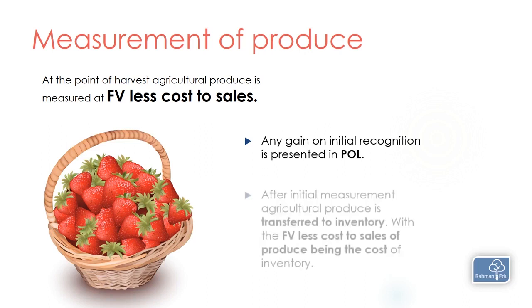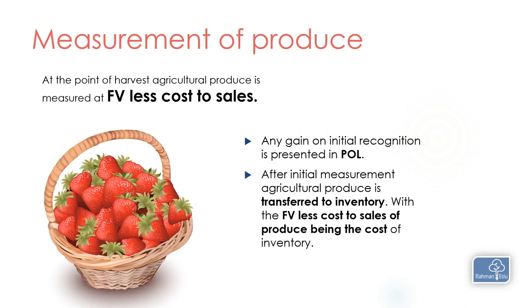Well, and after initial measurement, this agricultural produce will be transferred to inventory, and then IS 2 principles will be applied. And IS 2 also requires inventory to have a cost, so the fair value less cost to sell of the agricultural produce should be considered as deemed cost of that inventory.